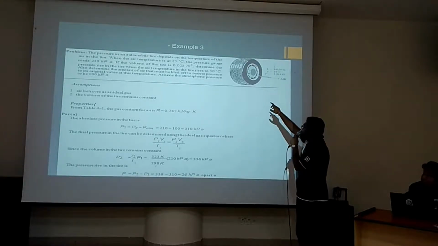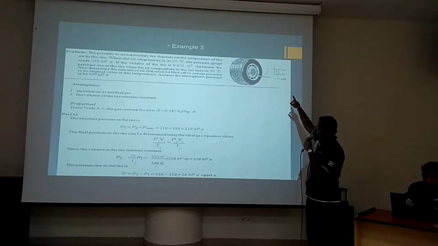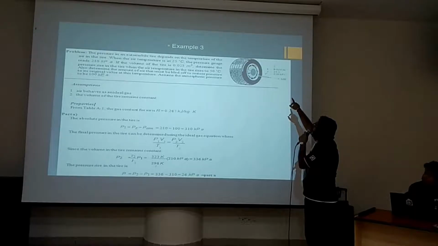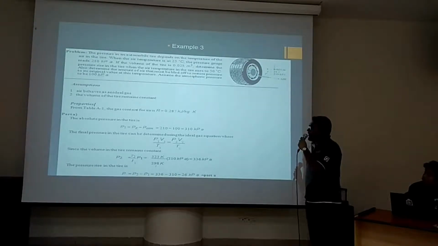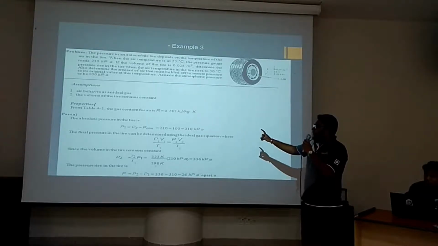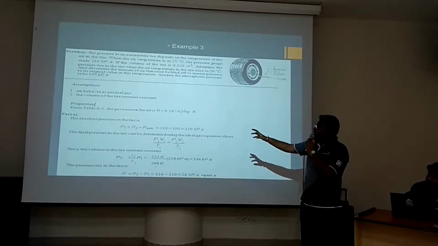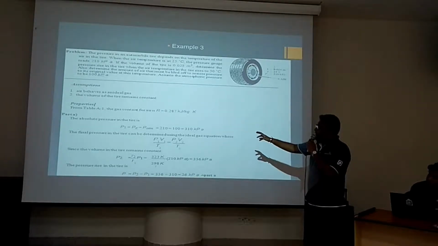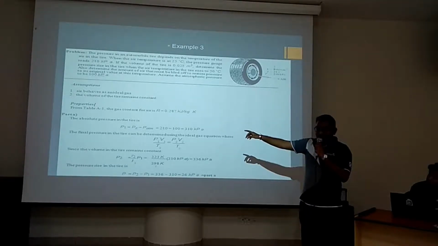So you can see this is the diagram, and the units are given. Volume is 0.025 meter cube, temperature is 25 degrees C, pressure is 210 kilopascal. There are two assumptions for this question. The first would be air behaves as an ideal gas. The second one would be the volume of the tire remains constant. So from table A1, which is our, what table do we call that?